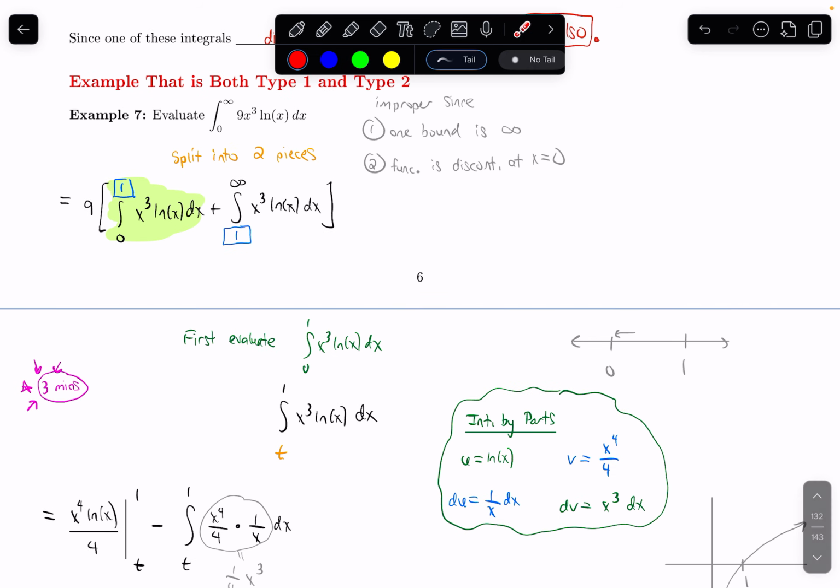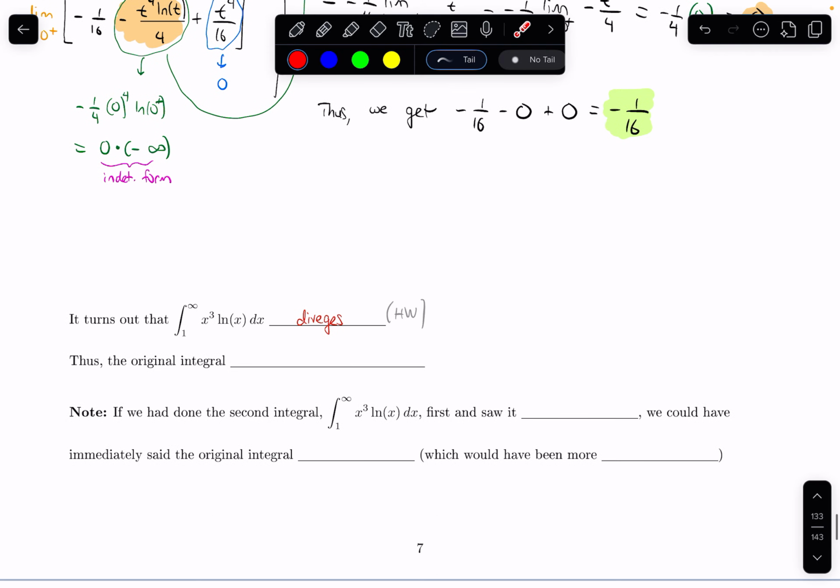So, okay, we split up the integral into 2 pieces. The first part was a finite value. It was negative 1 over 16. But the second one diverges. That automatically means the original one diverges. The fact that even one of these pieces diverged means the original one does also. Okay, so thus the original integral diverges.